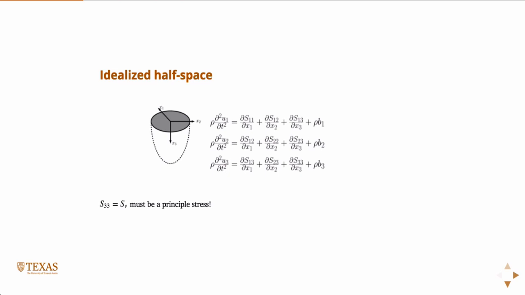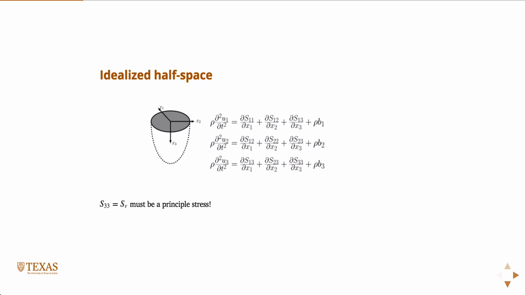And typically we denote that as SV, right? So this is the vertical stress. So the vertical stress is one of the principal stresses, which, because we know it's vertical, means we also know a direction. So now we know one of the principal directions is into the earth, always.